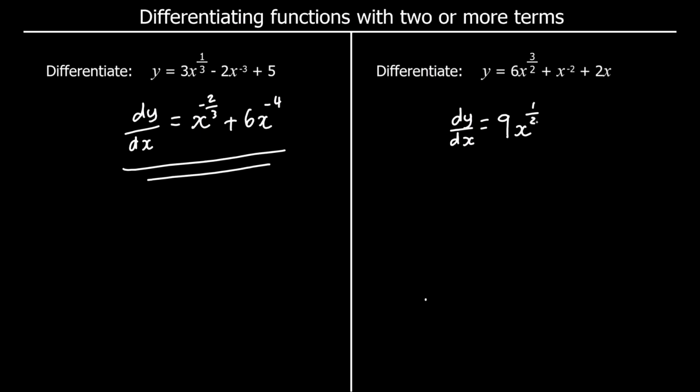Move on to the next term. X to the power of negative 2 times by the power, so that'll be negative 2. And then take 1 off the power, so negative 2x to the power of negative 3. The next term is 2x. That part has got a gradient of 2. So that is our answer.